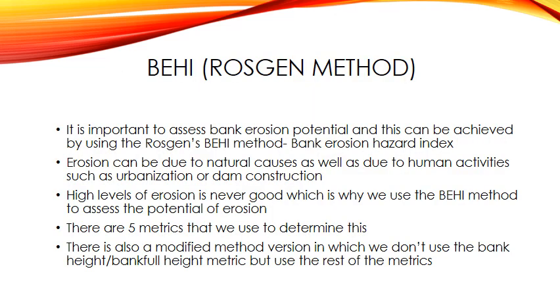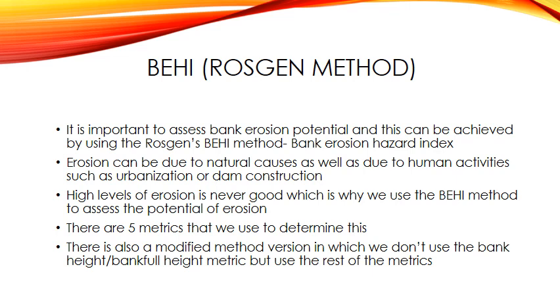Next, we'll be looking at the BEHI method. This is again a Rosgen's method. It stands for Bank Erosion Hazard Index. Every stream is prone to erosion, and this can be man-made or a natural cause. Of course, because of man-made causes, the percentage of erosion is going to increase. This can be due to urbanization or building dams and things like that. It will actually increase the chances of erosion.